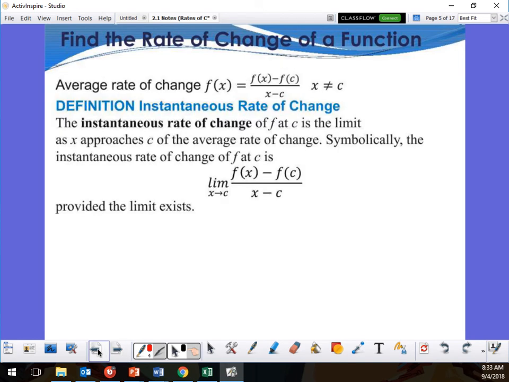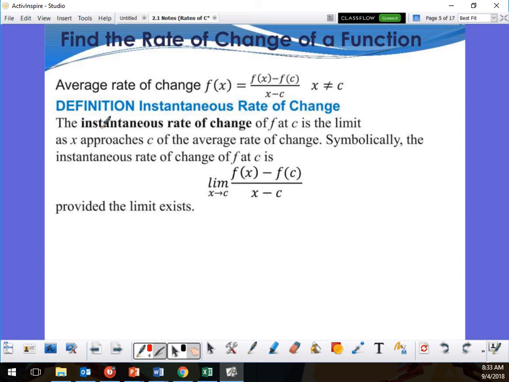Yeah. Okay, so average rate of change. So average rate is basically just delta y over delta x. So it's the same thing that we did there, where x cannot equal c. So if x is equal to c, what do I end up with on the bottom? 0. Can't have that, right?